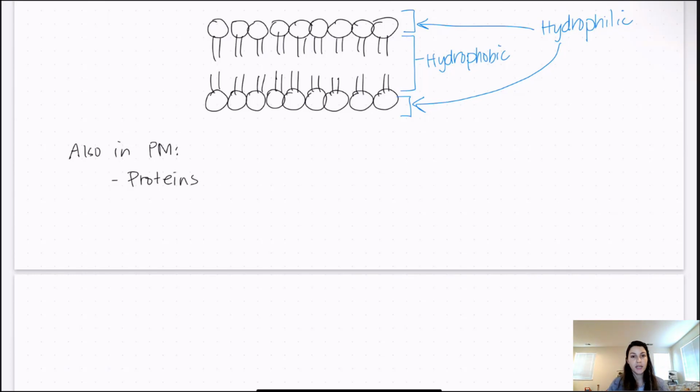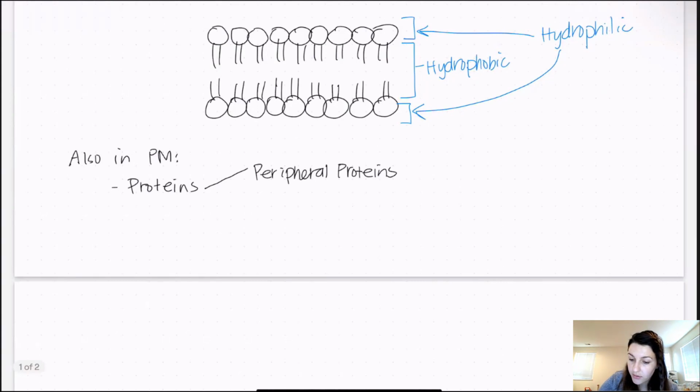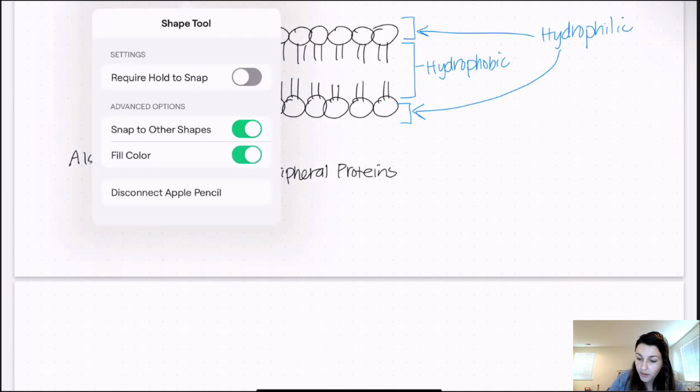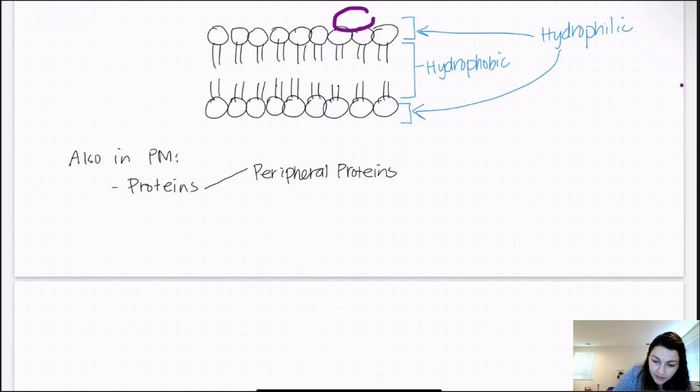And we can have two different types of proteins that we find in our plasma membrane. They have two different classes. Basically, the first class are peripheral proteins. Peripheral proteins are proteins that are found on the periphery, on the edges of the plasma membrane. So let's draw in purple. A peripheral protein would be something like this on the outer edge of the cell membrane. So peripheral proteins interact with the phosphate heads.